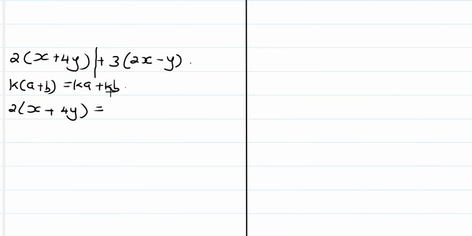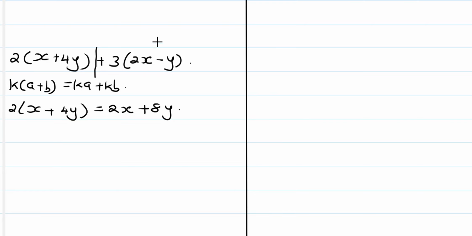Then it becomes 2 multiplied by x, which is 2x, plus then 2 multiplied by 4y, which is 8y, like that. The first part is done. So we go to the second part.